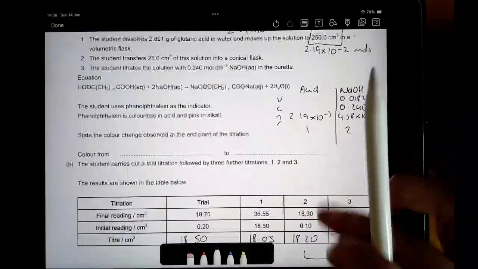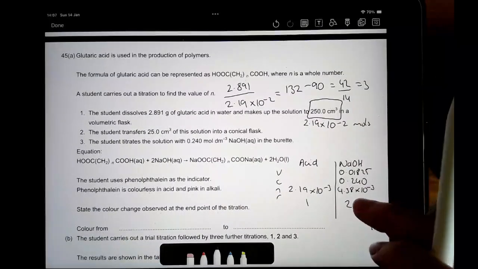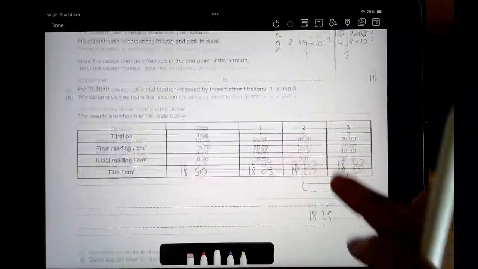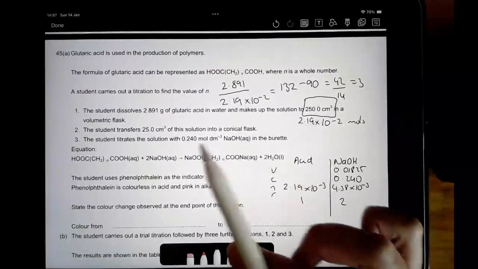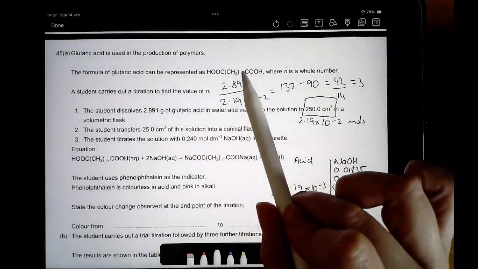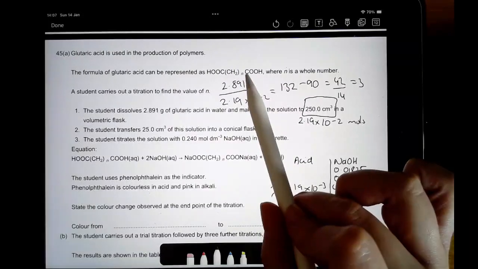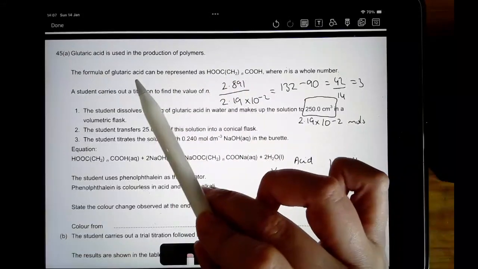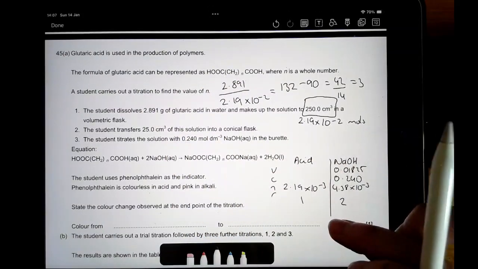Next one is here, 45, so it's a titration calculation. There's lots of information down here as well, but I'm just going to go through it here. Ultimately, what you're asked to do is work out what n is. So you've got glutaric acid. They've given you this formula, and you're asked to work out what n is. You're titrating this acid against NaOH.